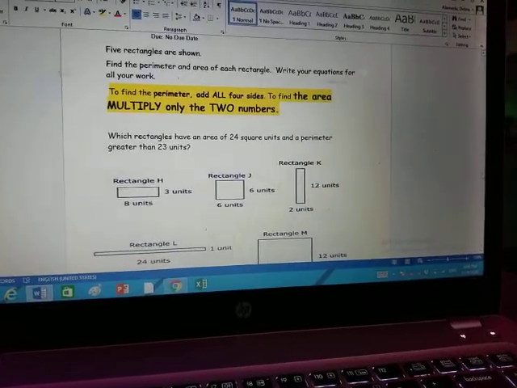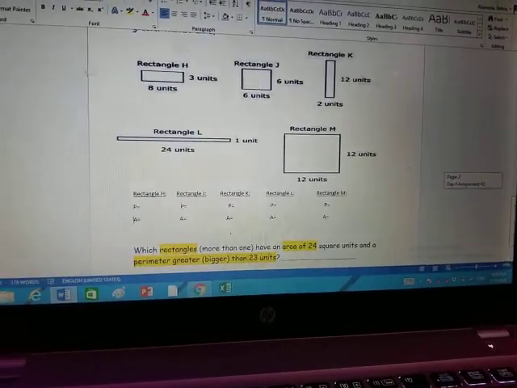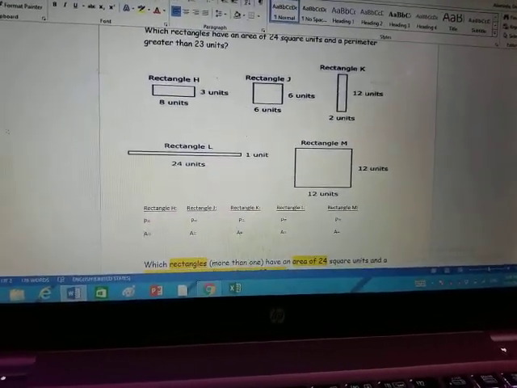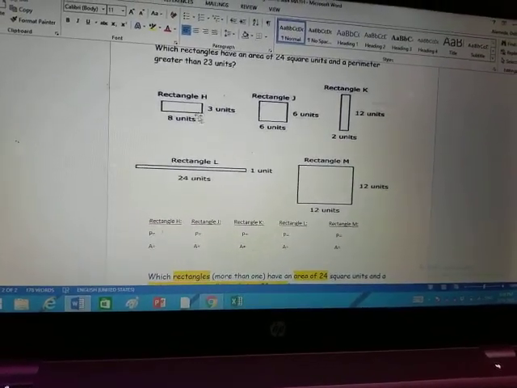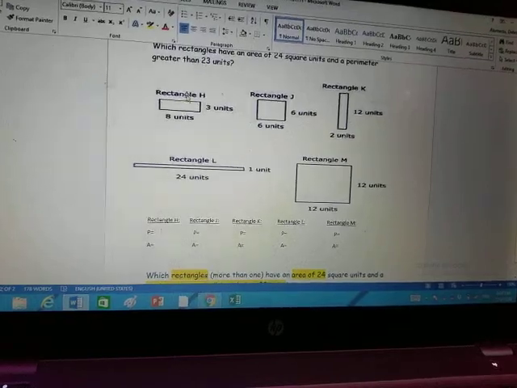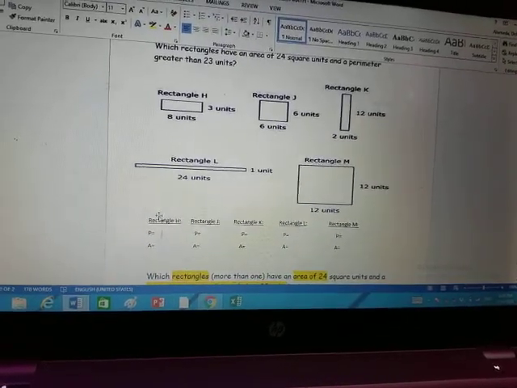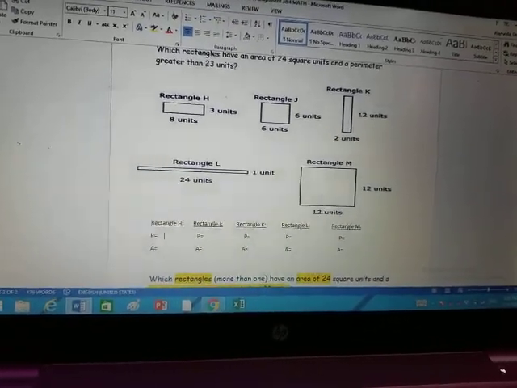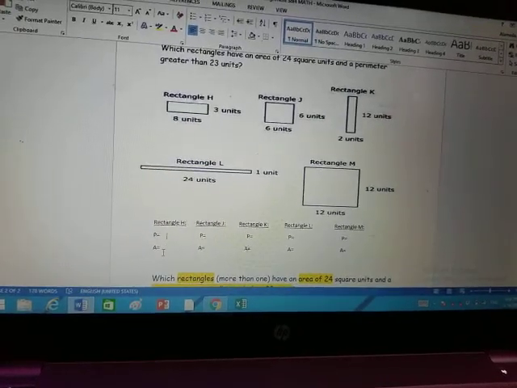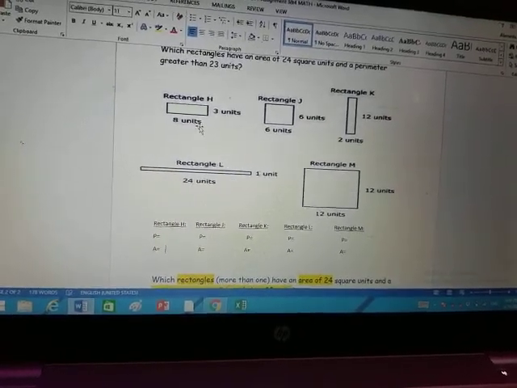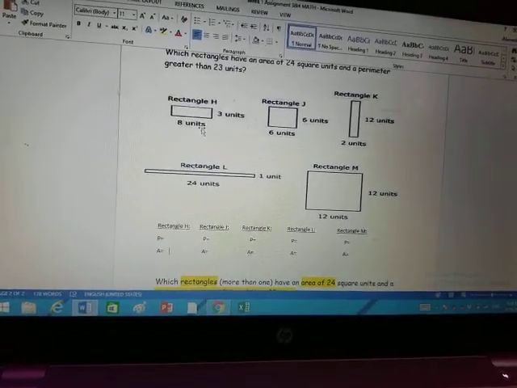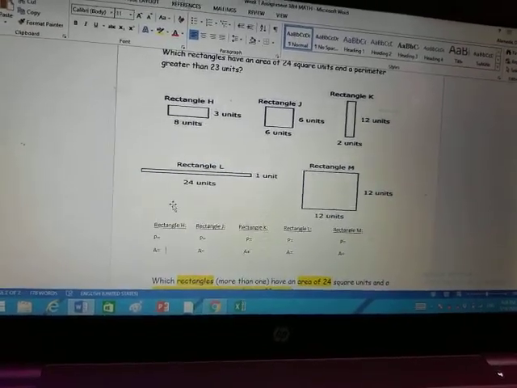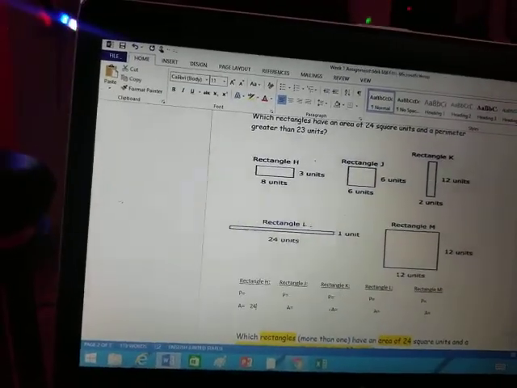So when you scroll down here, you're going to look at rectangle H, and you're going to tell me what the perimeter for H is. Add 8 plus 3 plus 8 plus 3. Then type in your answer. Then you're going to find the area for rectangle H. Remember, it tells you on top, multiply these two numbers. What's 8 times 3? And then you would write your answer.